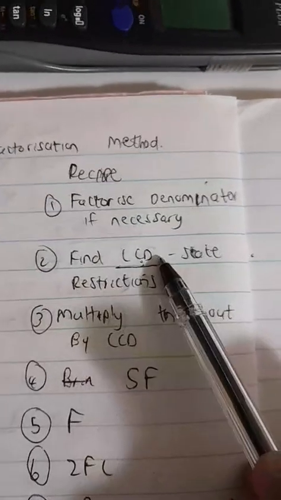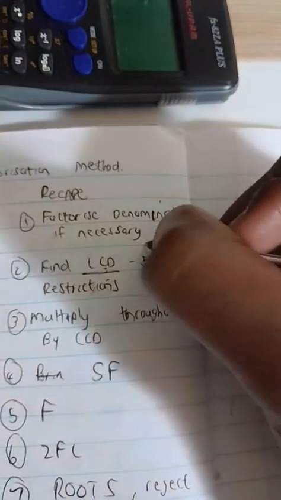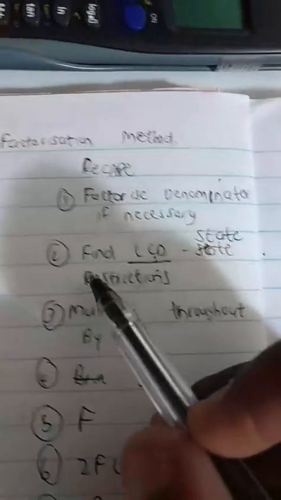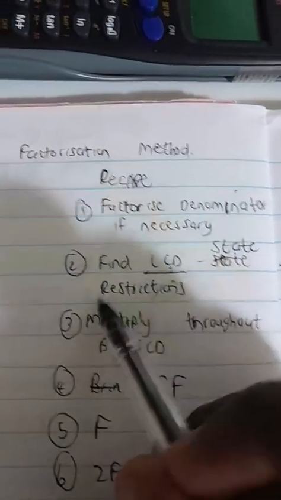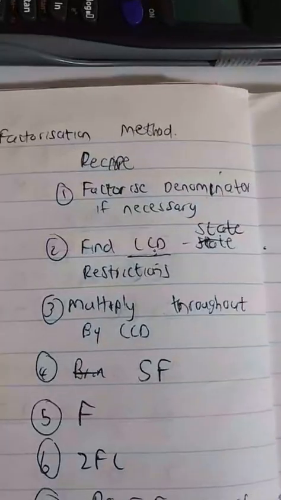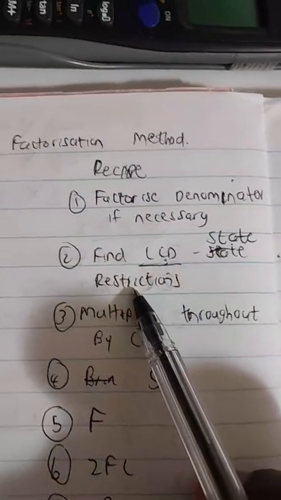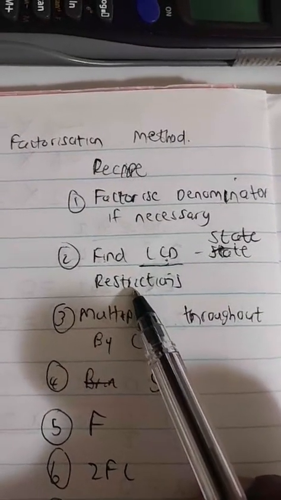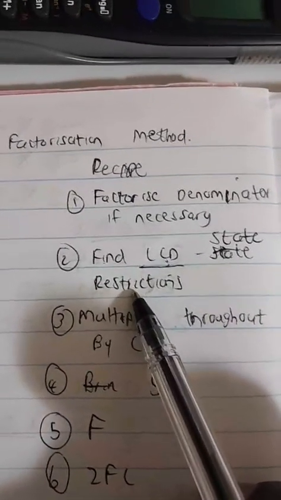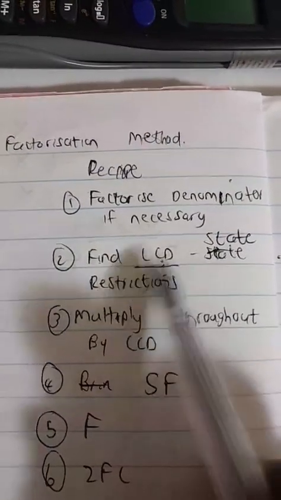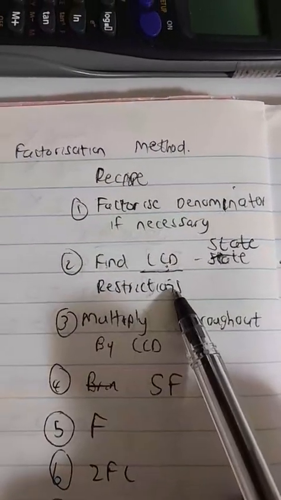After finding the LCD, we need to then state something here. In other words, you need to give what we call the restrictions. There are restrictions in life. In everything there are restrictions: things you can and cannot do, things that you cannot do and you shouldn't do. They are safeguards, those things. Anyways, after finding the LCD, you state the restrictions.